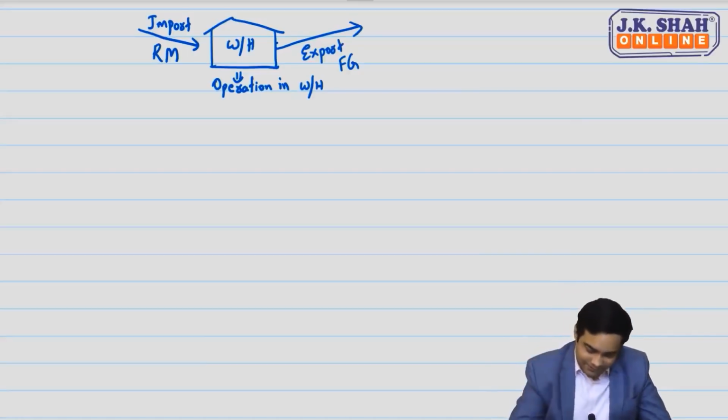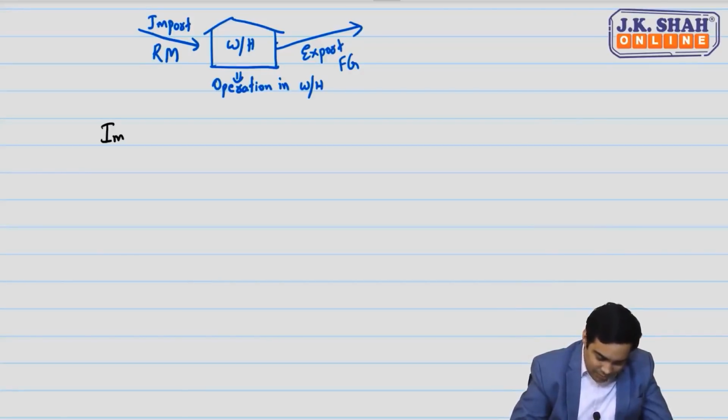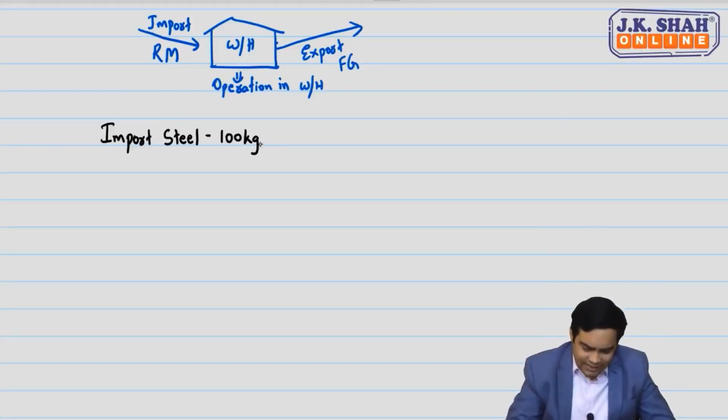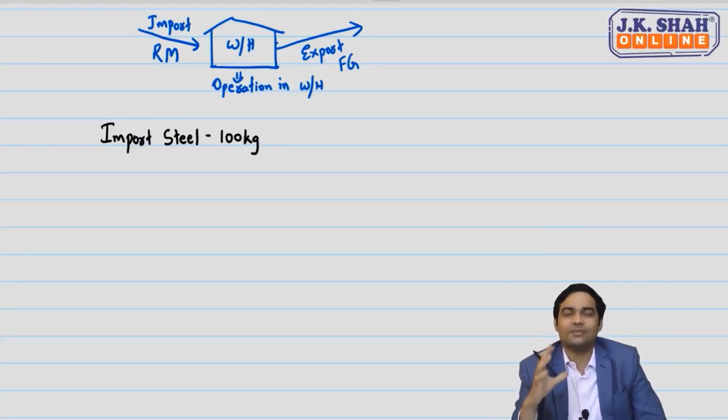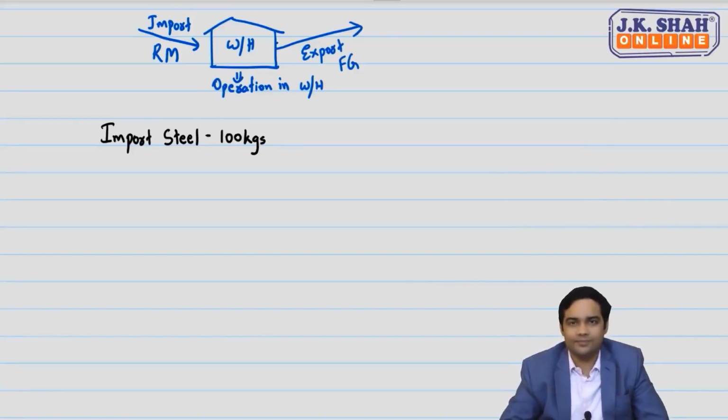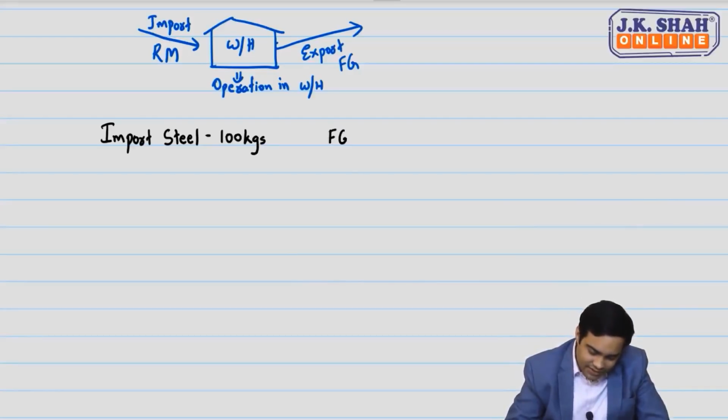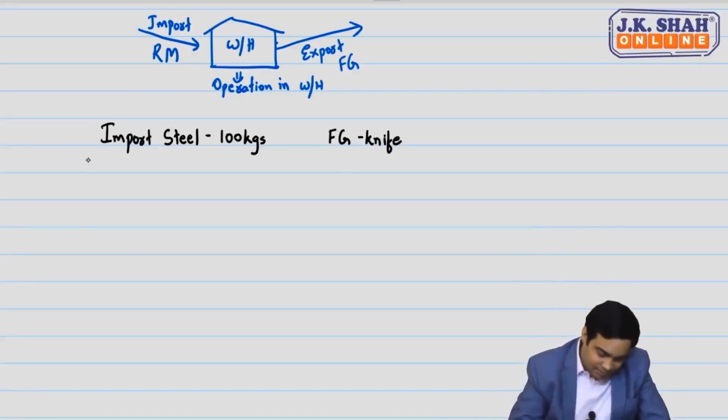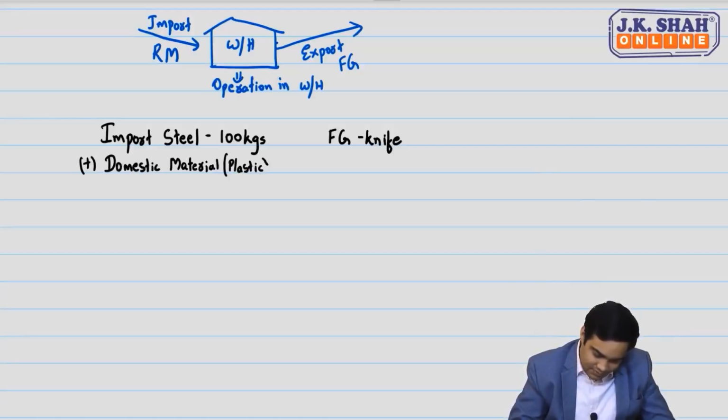Let's take an example. Say suppose you import steel. I'll keep the numbers in a particular proportion so that it's very easy for us to calculate, so that we can stress more on the provision rather than calculations. I imported steel, 100 kgs, and my finished goods is knife. So imported steel 100 kgs plus I brought domestic material, that is plastic, 50 kgs.